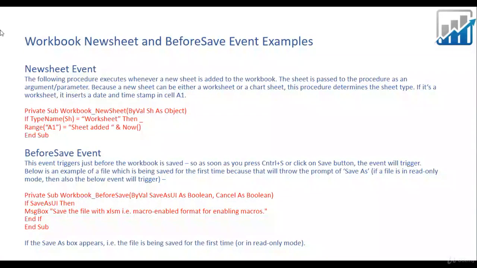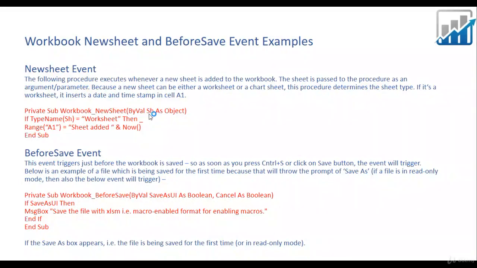Now let's go back to our deck. So now let's look at Workbook New Sheet and Before Save event examples. So for New Sheet event, this particular procedure will execute whenever a new sheet is added to the workbook, and the sheet is passed to the procedure as an argument or a parameter. Now, because a new sheet can be either a worksheet or a chart sheet, this procedure determines the sheet type. So if it's a worksheet, it inserts a date and timestamp in cell A1.